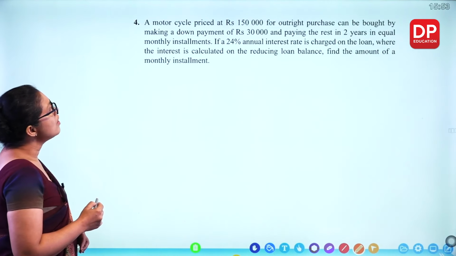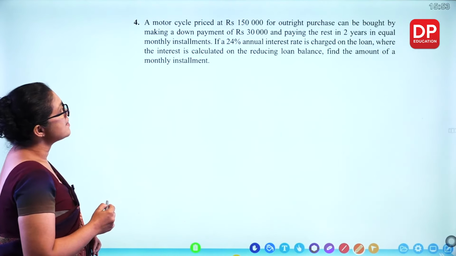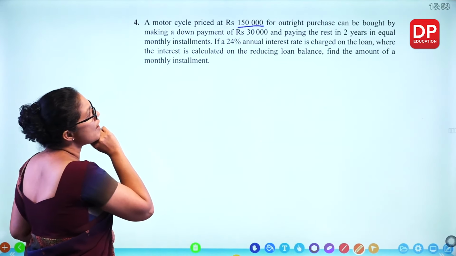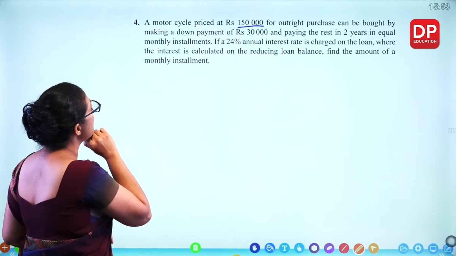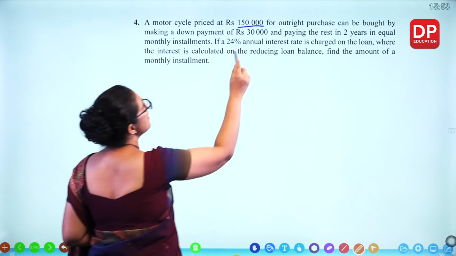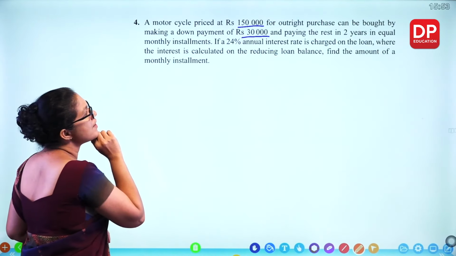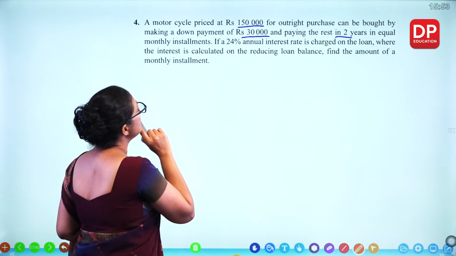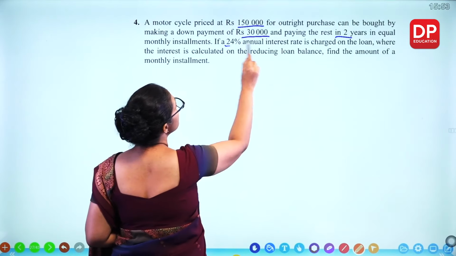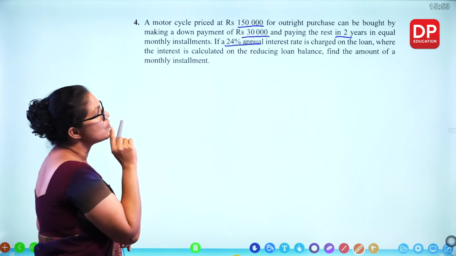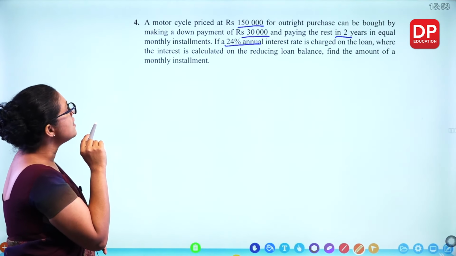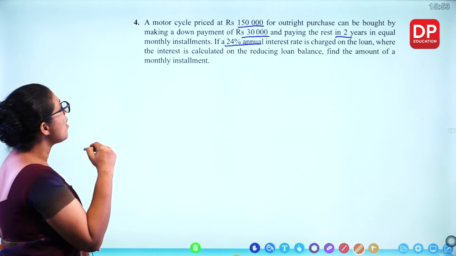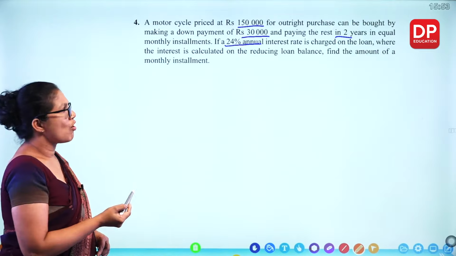Question number 4. A motorcycle priced at 150,000 rupees for an outright purchase can be bought by making a down payment of 30,000 and paying the rest in 2 years in equal monthly installments. If 24% annual interest rate is charged on the loan, where the interest is calculated on the reducing loan balance, find the amount of a monthly installment.